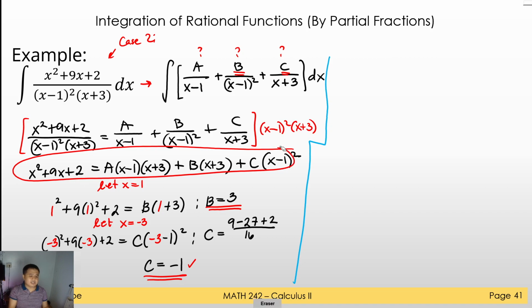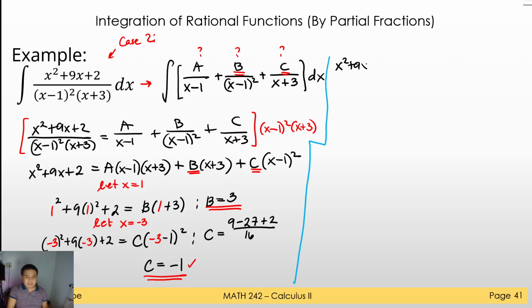If that is the case, then what we can do is we can already substitute the B and C. So substituting the B and C here, we have x squared plus 9x plus 2 is equal to a times x minus 1, x plus 3. And then you have, so b here is 3, so plus 3, x plus 3, and then negative 1, so negative x minus 1 squared. So how do we do this now, no?